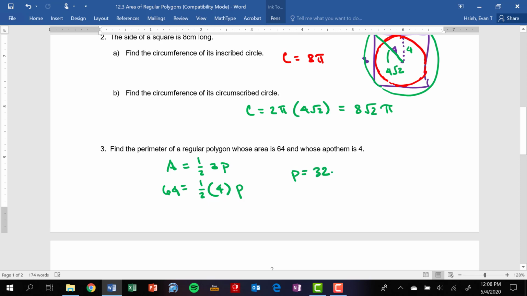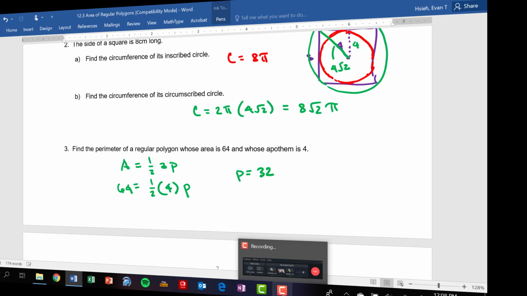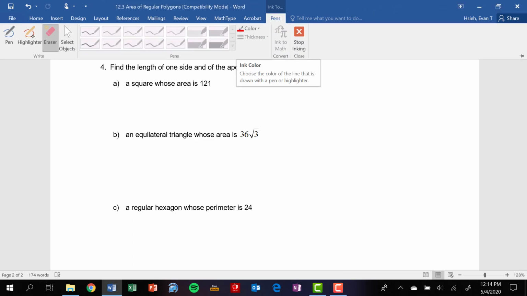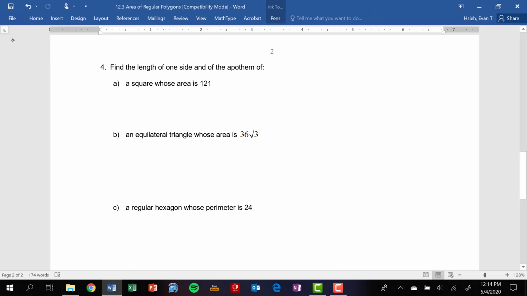All right, let's flip over to the backside and try maybe a couple problems on the backside. Okay, moving to the backside of this thing. Looking at problem number 4 here, there's 3 parts to it. Finding the length of one side and the apothem. So the first one's easy, it's a square with an area of 121, which makes the side length 11, and of course the apothem is just going to be half of that, 5.5. Easy start.